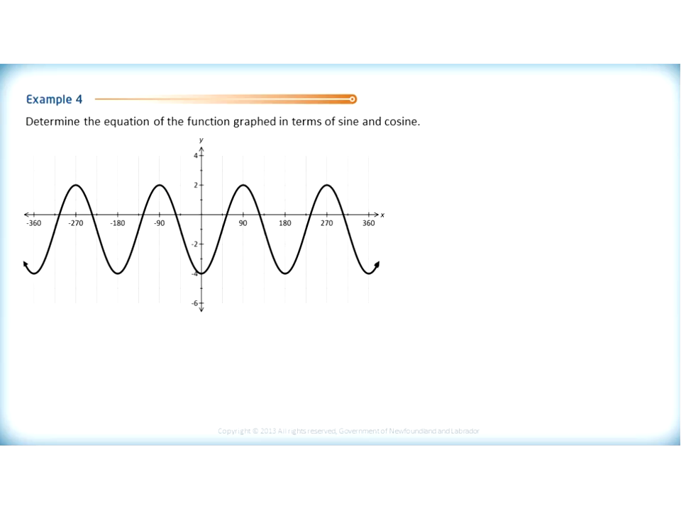Let's look at another example. In this one, we will determine the equation of the function graphed in terms of sine and cosine. Notice this time that the horizontal axis is labeled in terms of degree measure. So we will come up with the equations in terms of sine and cosine using degrees.